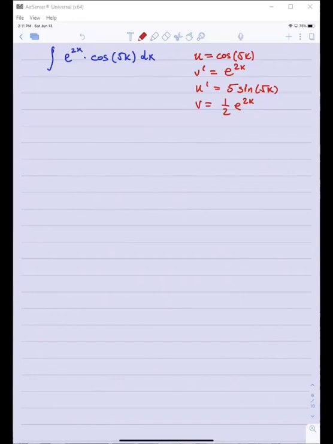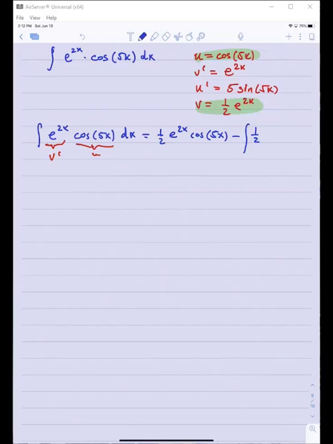All right, so let's write this out. We would have the integral of e to the 2x cosine 5x, and now just to be clear, we are saying this is the u, and we're saying this is the v prime. And now that should be uv, which is 1 half e to the 2x cosine 5x, minus the integral of v, which of course is 1 half e to the 2x, times u prime, which is 5 sine 5x.